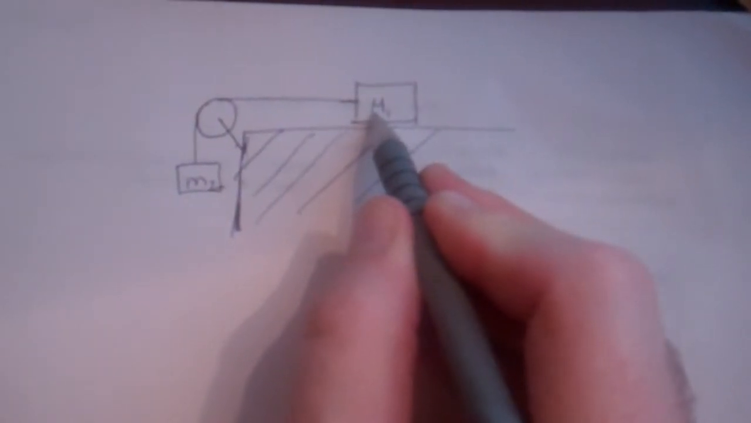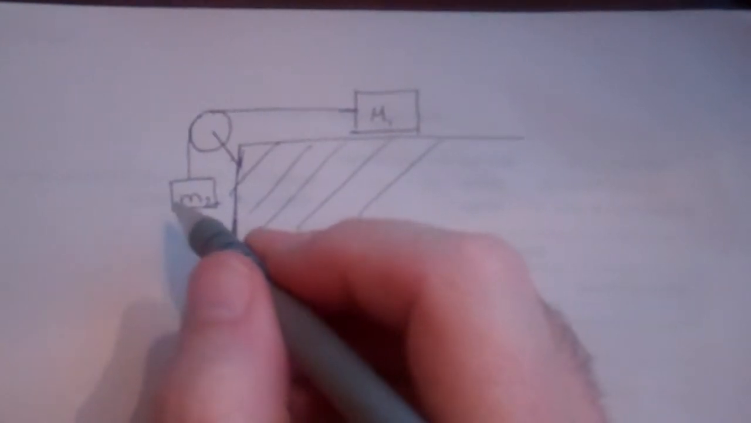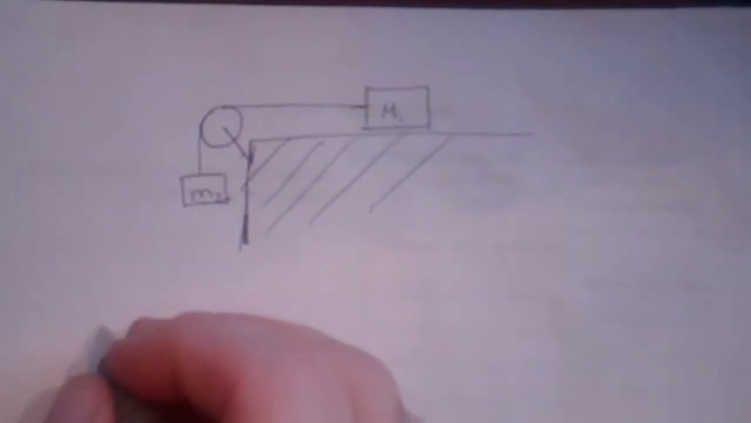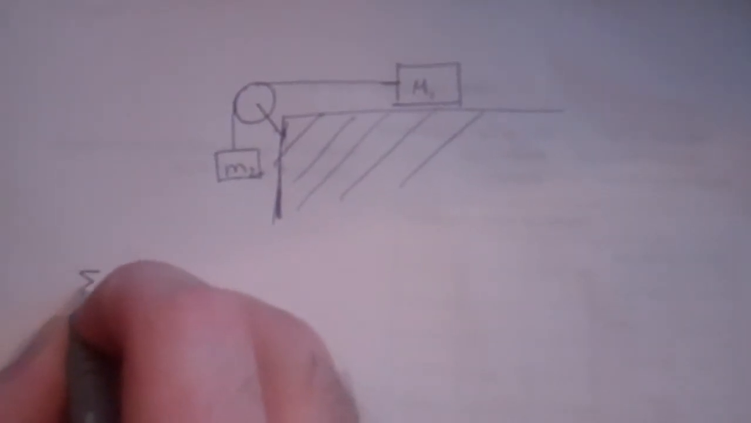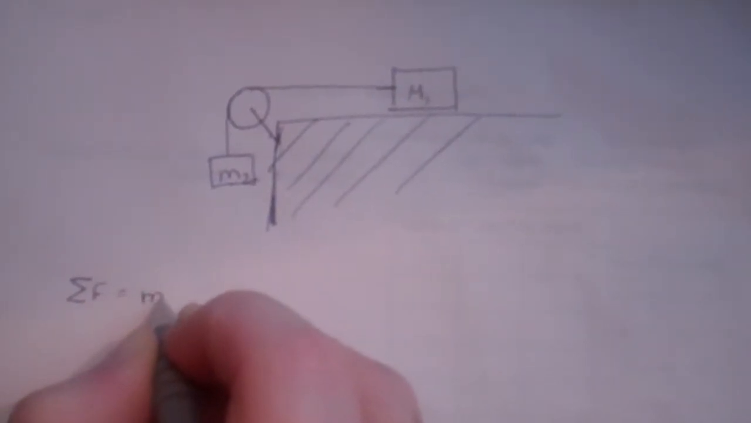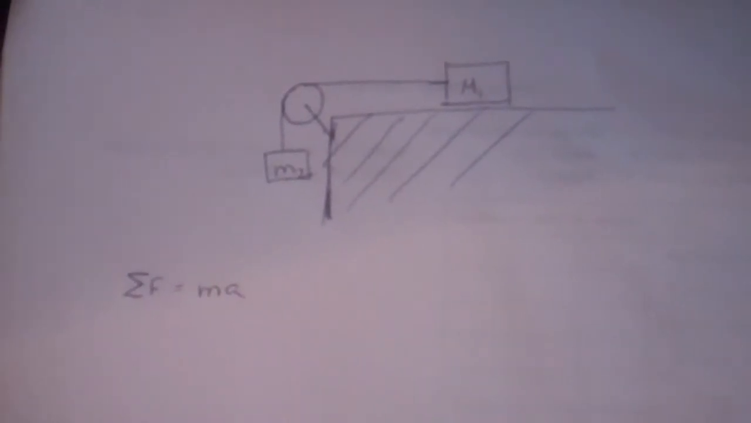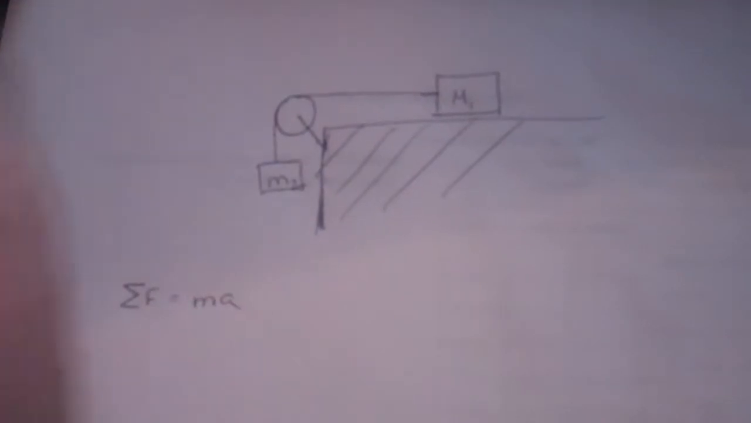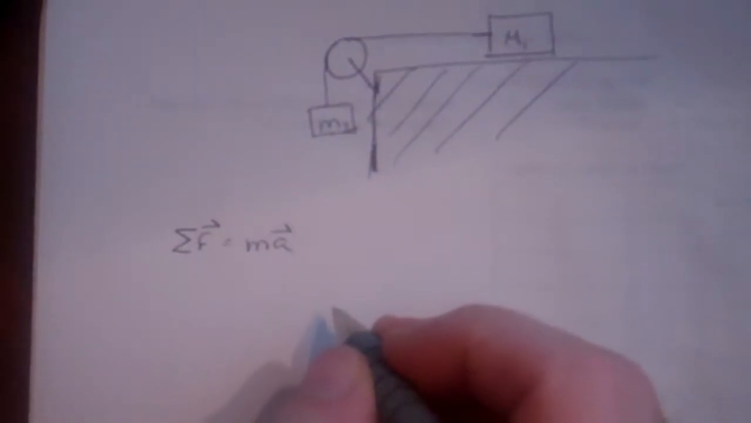We have mass 1, which is equivalent to the cart that you're going to have, and mass 2, which is equivalent to the hanging weight that you're going to have. All right. Now we know from Newton's second law that the sum of the forces is equal to ma. General formula. Okay, now that's true in both the x direction and in the y direction because forces are vectors. Alright?